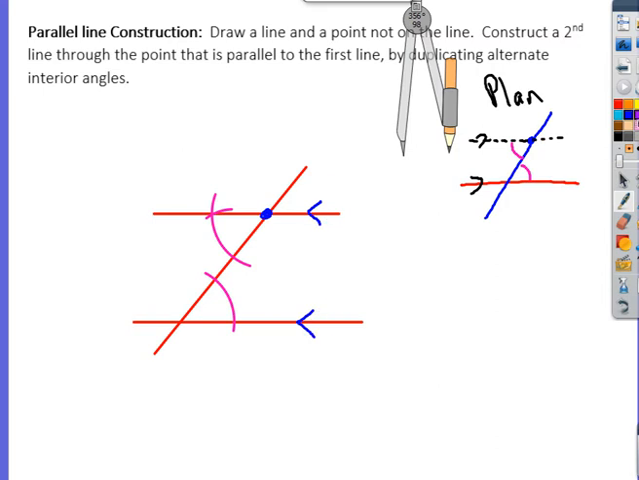We know that this angle equals this angle. And that's what we're trying to do. We are done. That is both constructing a parallel line using alternate interior angles and corresponding angles.